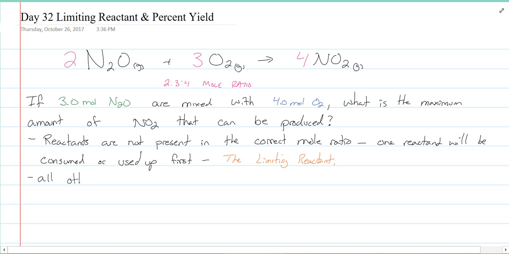All other reactants are present in what we're going to call excess of requirements.